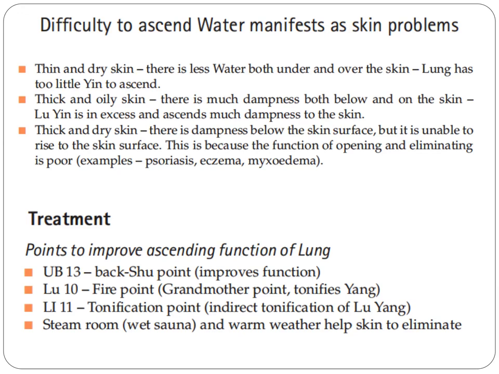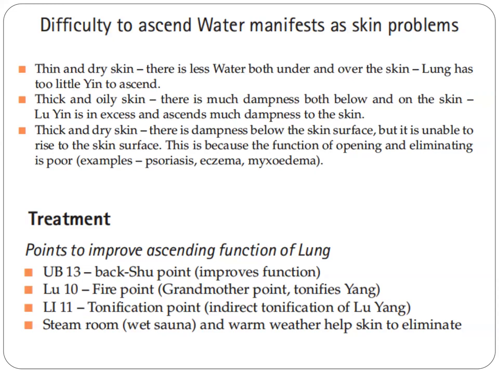Thick and dry skin means dampness below the skin surface, but it is unable to rise to the skin surface. This is because the function of opening and eliminating is poor. Examples are psoriasis, eczema, myxedema. Treatment: points to improve the ascending function of the lung.